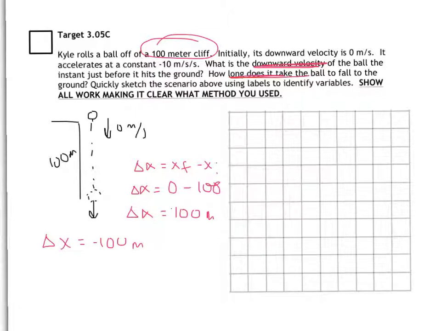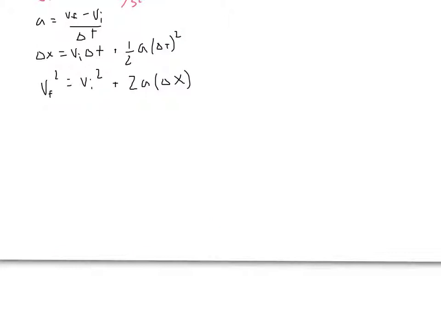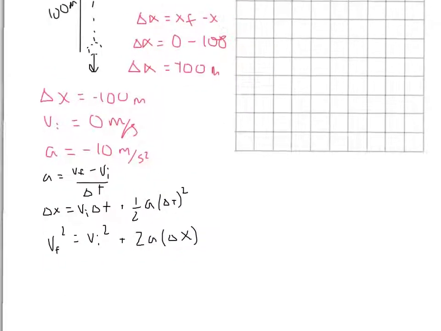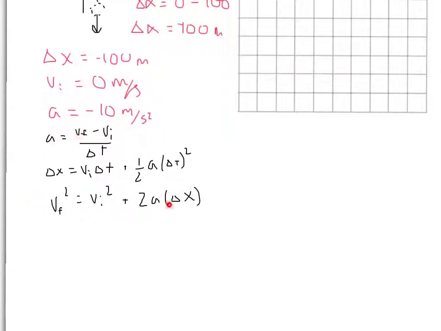What else do we know? Again, initial velocity is 0 meters per second, and our acceleration is -10. So again, looking at our three equations that we have, I think I'll use the second one because I've been given delta x, initial velocity, and the acceleration. And all that I have left to find is just my delta t.